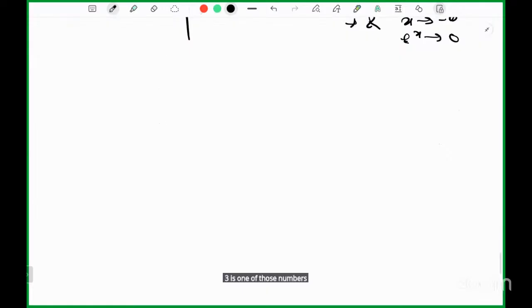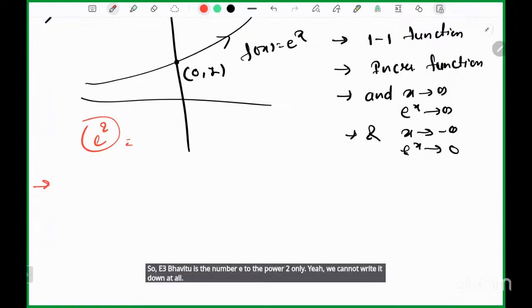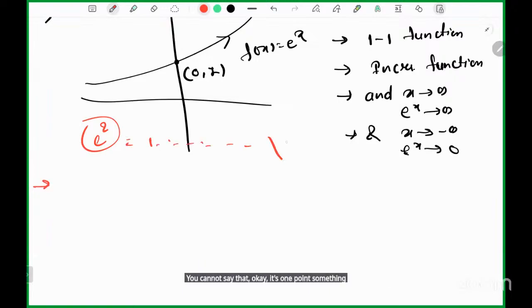Okay. So Ma'am, how will we solve e to the power x, for example, e to the power 2? Then how will we solve it? It is the number e to the power 2 only. Yeah, we cannot write it down at all. You cannot say that okay, it's 1 point something something something. No, this is not possible.